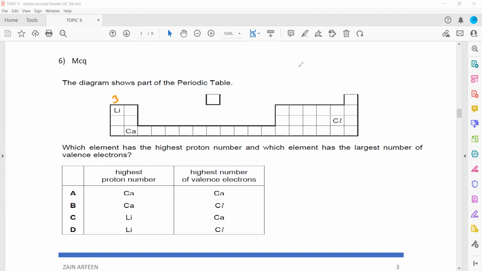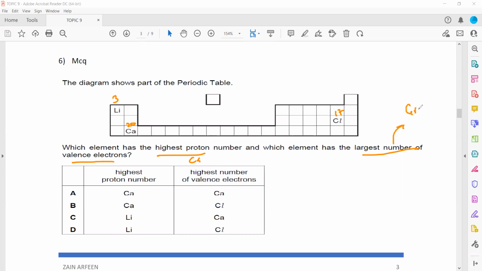Lithium is 3. The atomic number of lithium is 3. Chlorine is 17 and calcium is 20. So the highest number of protons, that is calcium. Then the larger number of valence electrons, the number of electrons in the last shell.